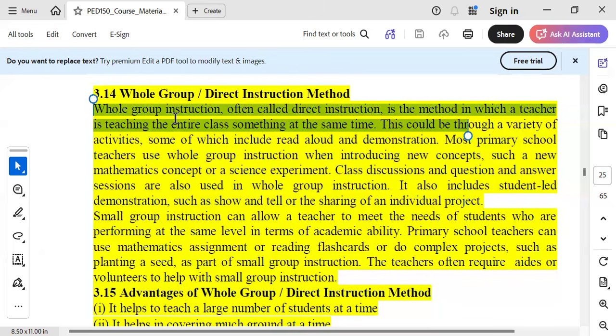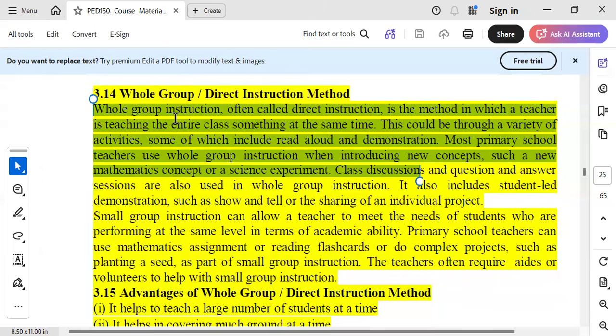Now, this could be through a variety of activities, some of which may include read aloud and demonstration. Most primary school teachers use whole group instruction when introducing new concepts, such as a new mathematics concept or science engineering.